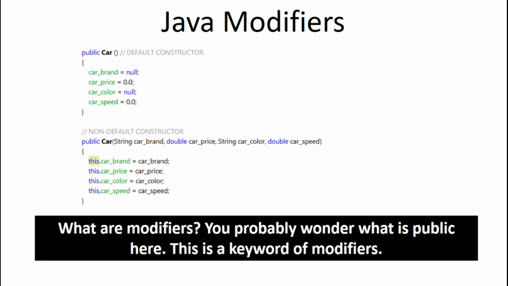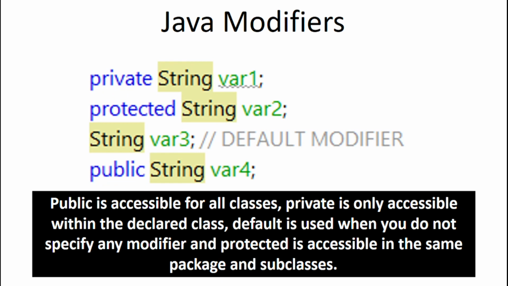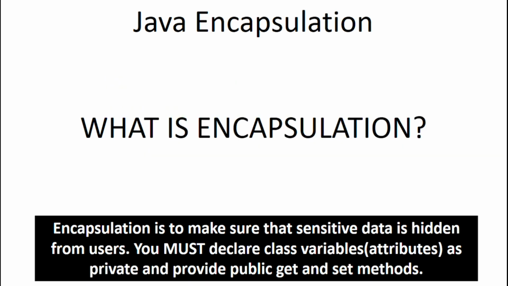What are modifiers? You probably wonder what public is here. This is a keyword of modifiers. Public is accessible for all classes. Private is only accessible within the declared class. Default is used when you do not specify any modifier, and protected is accessible in the same package and subclasses.